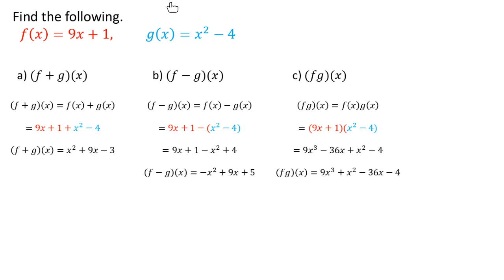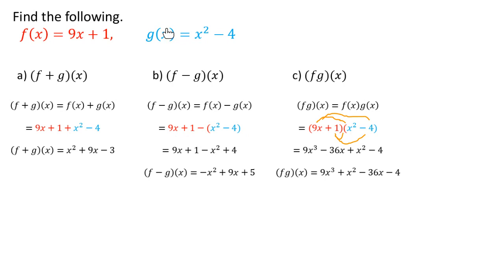So now all I have to do is FOIL, right? I need to distribute the 9x to all of the elements in the other function. So 9x times the x squared gives me 9x cubed. Again, we're going to add the exponents when we're multiplying two elements that have the same base. 9x times a negative 4 is going to give me a negative 36x. Then I do it again with the plus 1. The plus 1 needs to be multiplied with this term and with this term. So plus 1 times x squared is just going to give me x squared. Plus 1 times a negative 4 is going to give me a negative 4.